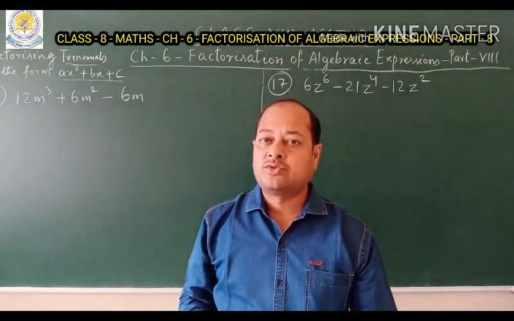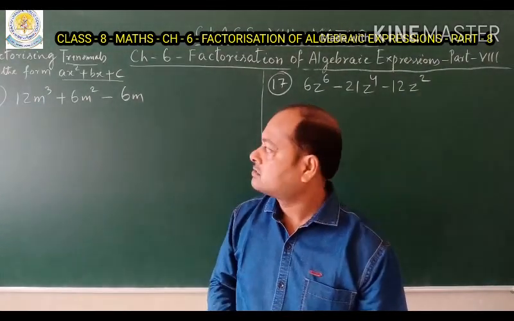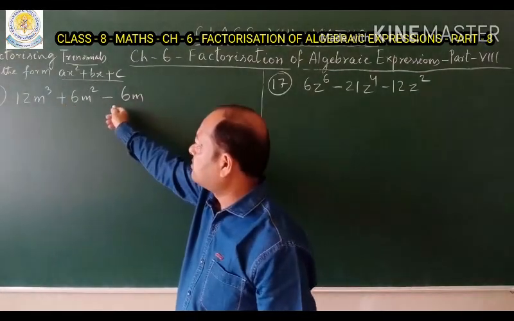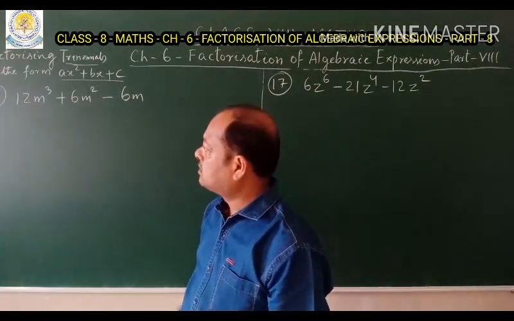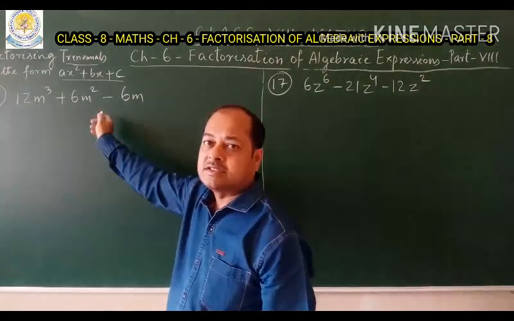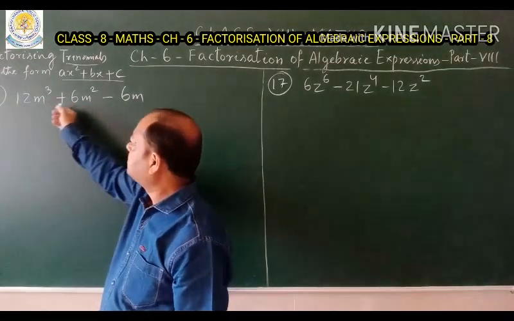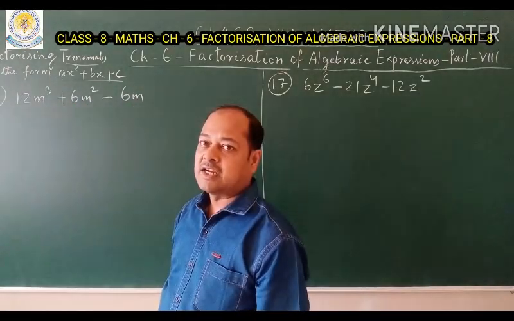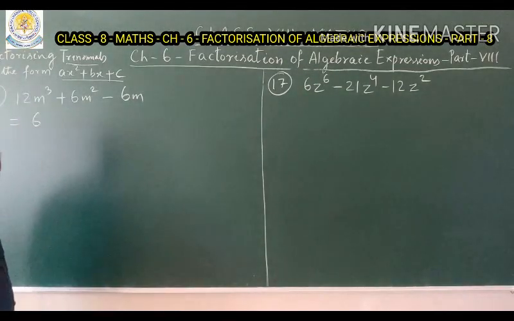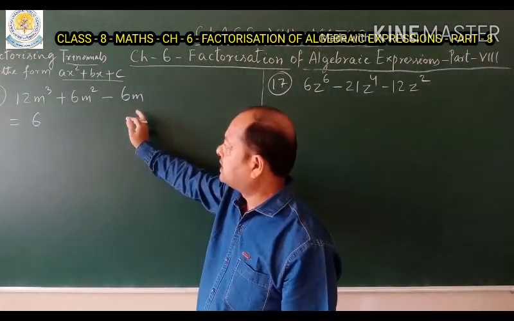Now we are going to solve two more questions from this exercise, question number 15 first. Question number 15 says 12m cube plus 6m square minus 6m. First of all, we have to take common of these three terms. What is common between these three terms? Let us see the HCF of 12, 6 and 6. Definitely that is 6. So first take the number 6. Then we have to see the literal here: m cube, m square and m. What is common here? That is m.